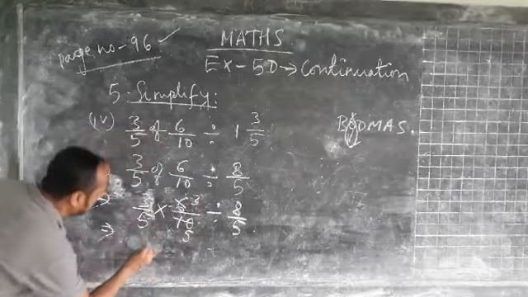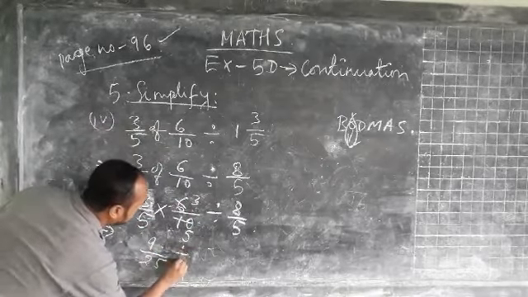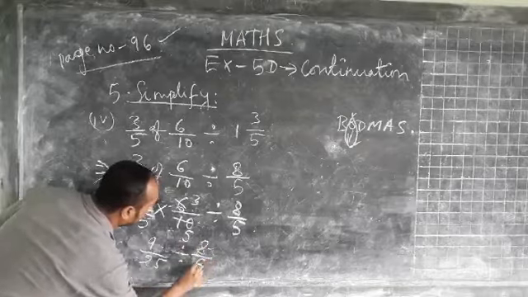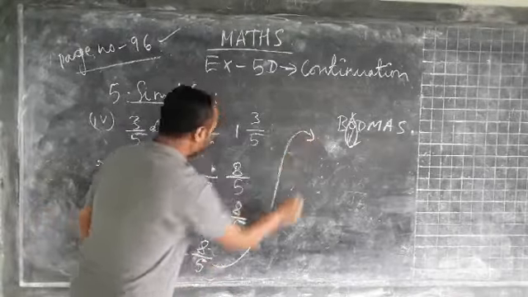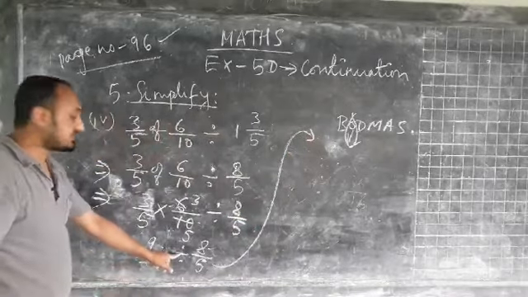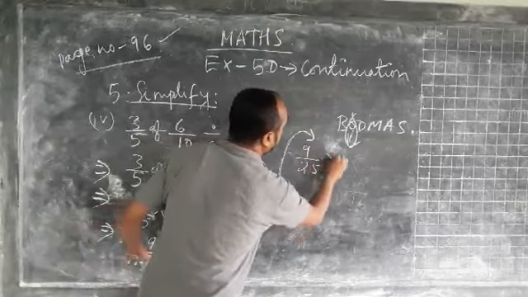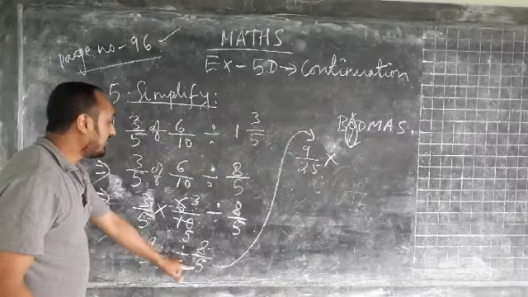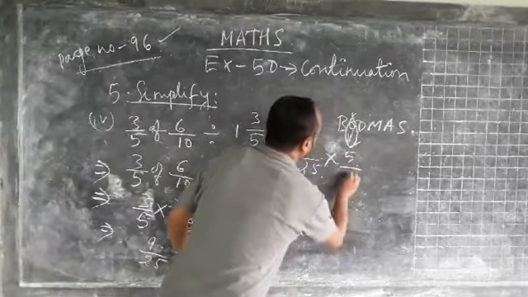So here 3 3s are 9, 9 by 25 divided by 8 by 5. Now next step, what we can do is change this sign into multiply. So here 9 by 25 into, this number will interchange, so 5 will go up, 5 by 8.